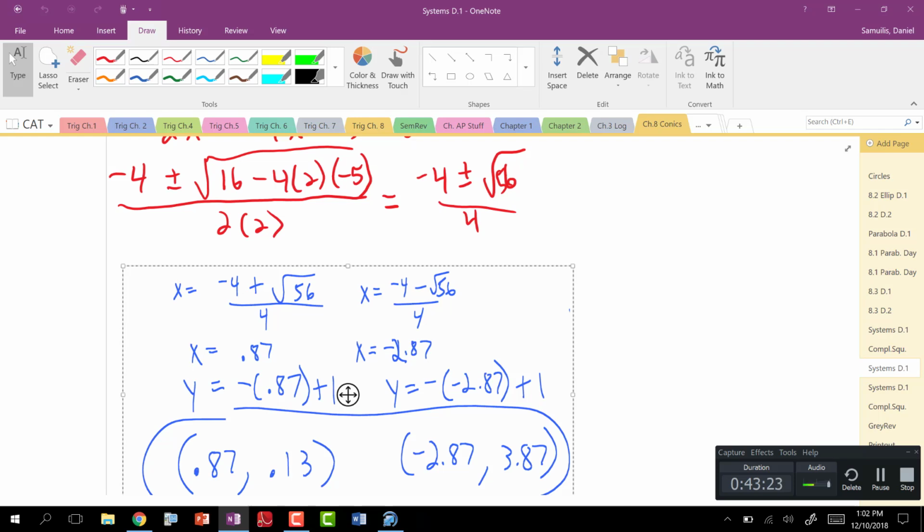And then negative 2.87 is negative 4 minus root 56 over 4. Then plug that in. Now, understand it was negative x plus 1, so that becomes positive 2.87 plus 1, which is 3.87. So those are the 2 coordinates, and graphing that would not have been fun, because that would have been an ugly answer.